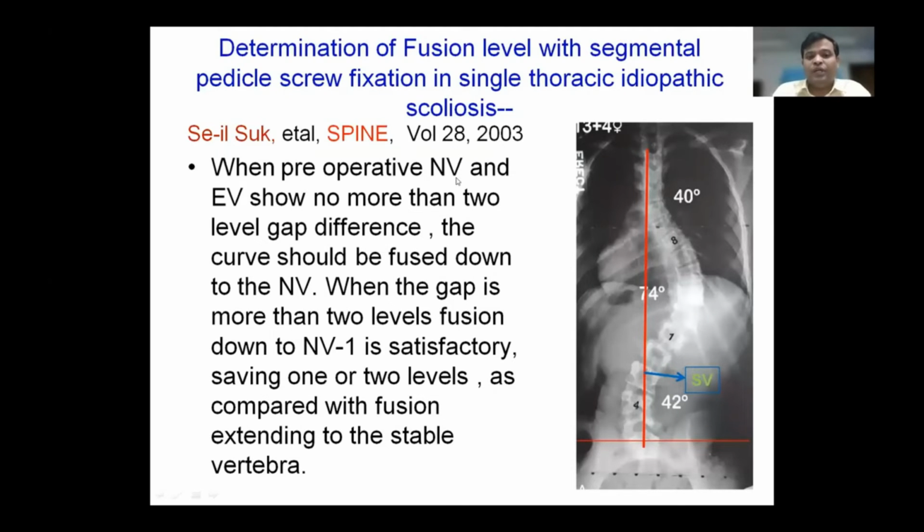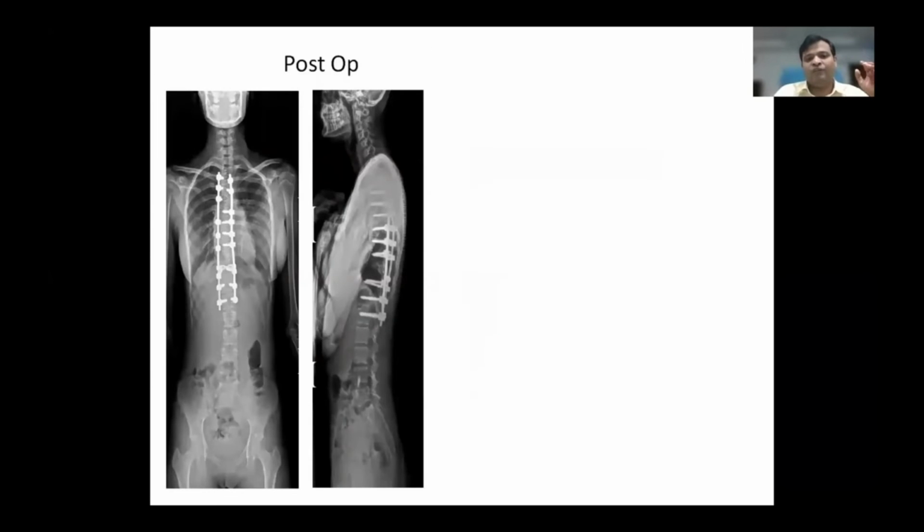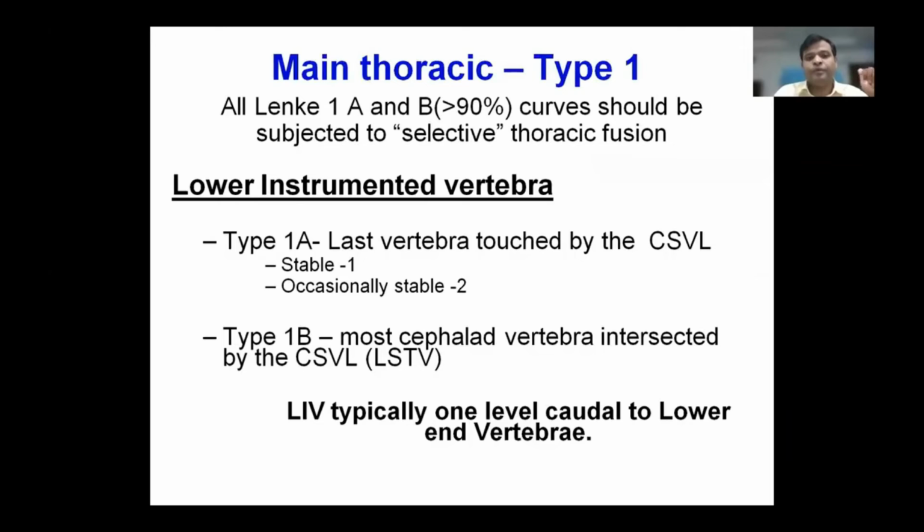Suk et al. also said that when the preoperative neutral vertebra and end vertebra show no more than a 2 level gap difference, the curve should be fused down to the neutral vertebra. But if the gap is more than 2 levels, we should fuse to neutral vertebra minus 1. That is, we are saving levels there. This is again a case example. For want of time, I'll just skip them.